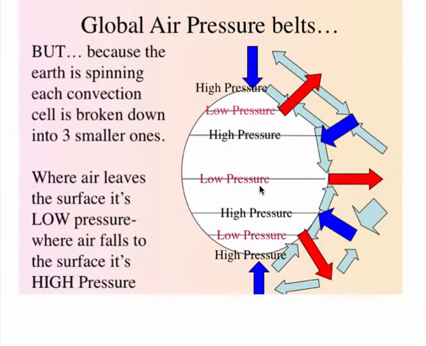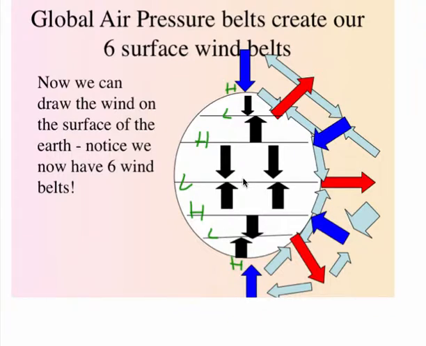So let's add in our pressures. Air is leaving, low pressure. Air is being added, high pressure. Air is leaving, low pressure. Air being added, high pressure, etc. Those are our generic pressure belts that are approximately on Earth at those locations throughout the year. Okay, now let's take those pressure belts and create the wind. Wind always moves from high to low. So if it's low pressure at the equator and high pressure here, air will be moving from high to low.